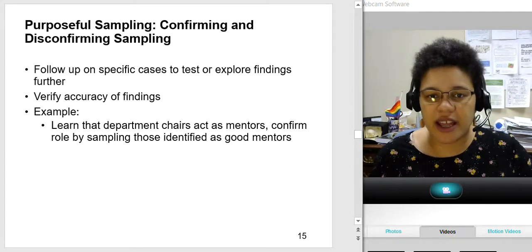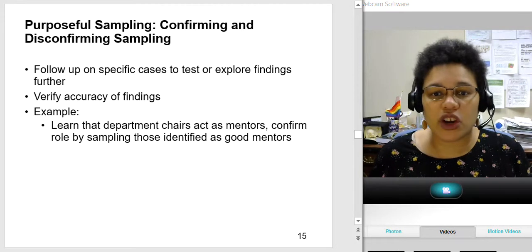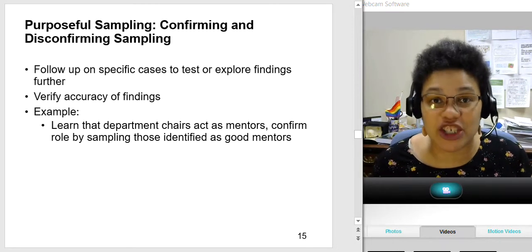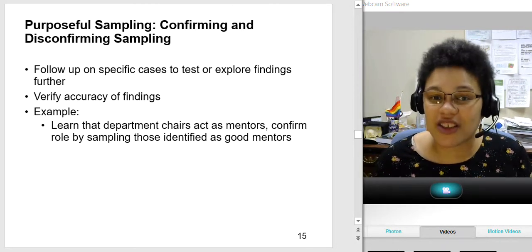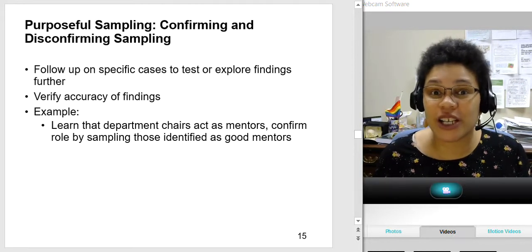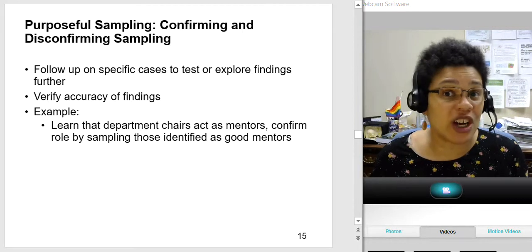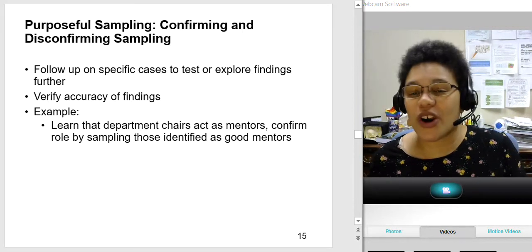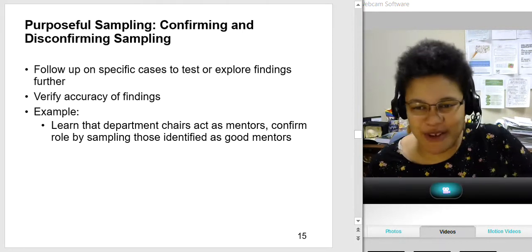cases. Okay, so if department chairs act as mentors, then you want to talk to those who are identified as good mentors, and maybe you want to talk to a department chair who isn't doing any mentoring, or the teachers under that department chair.